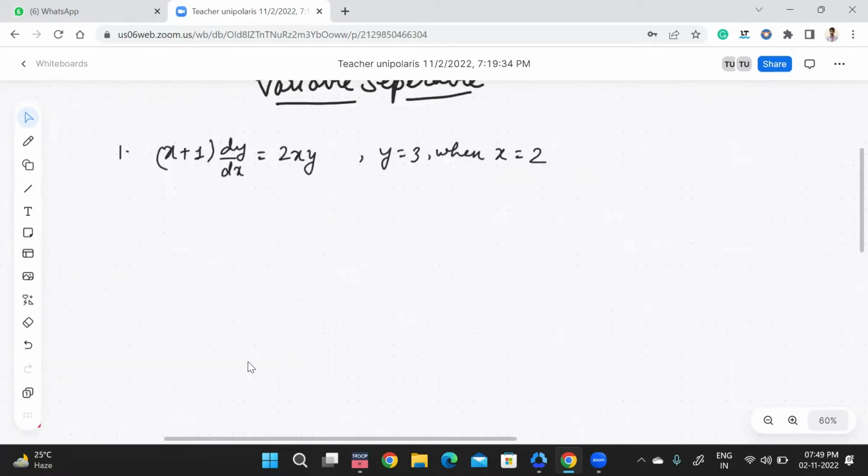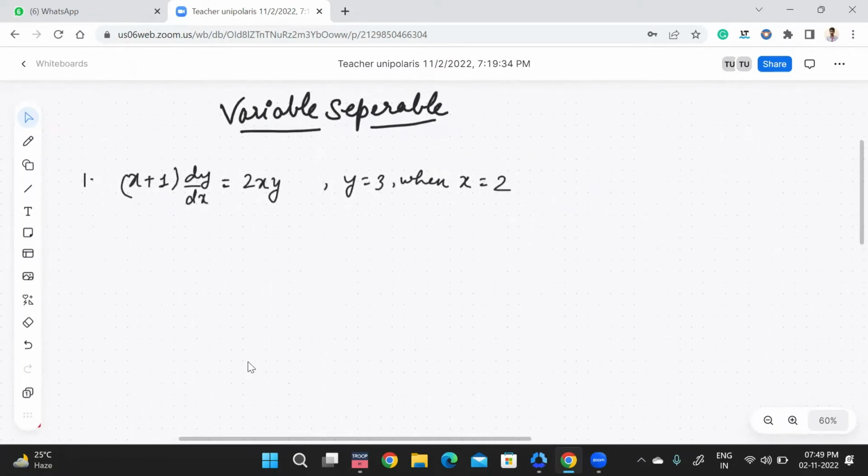Okay, so we have a few questions, then we'll start with the exercise. The first one is here: we have to solve the differential equation by using variable separable, and we have to determine a particular solution of the equation, because we are given a condition here that y is 3 when x is 2. So let's try to solve this.